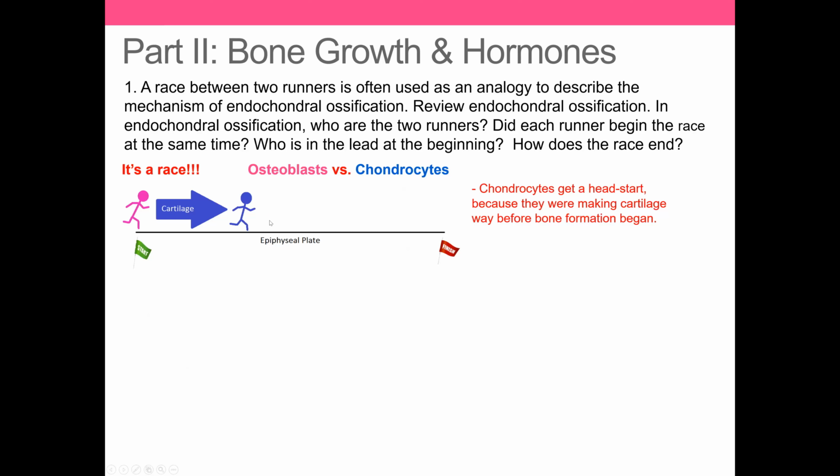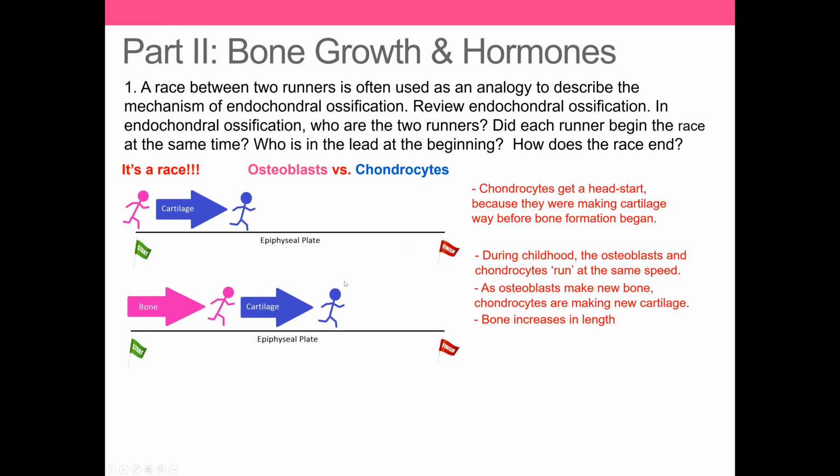Then, during your entire childhood, the osteoblasts and chondrocytes run at the same speed. As the osteoblasts, shown in pink, go over this cartilage, they are turning it to bone, but the chondrocytes are running at the same speed in front of them, making more cartilage. So the osteoblasts are turning this older cartilage into bone, but the chondrocytes are making new cartilage at the same pace. So they're staying the same distance apart from each other.